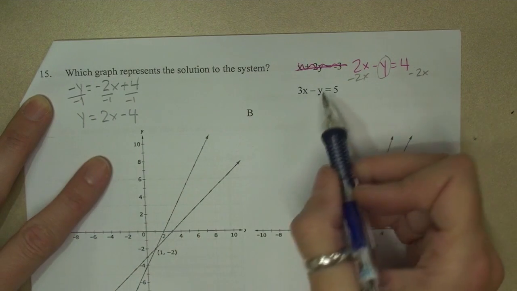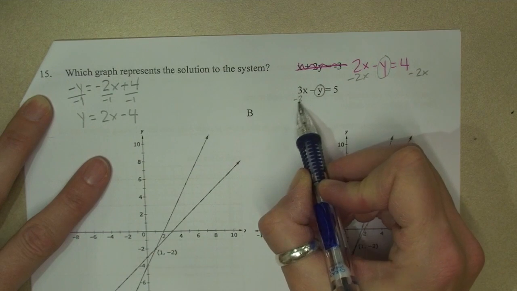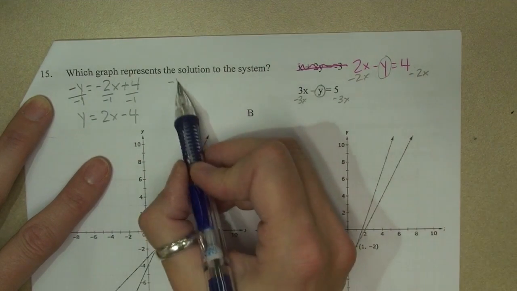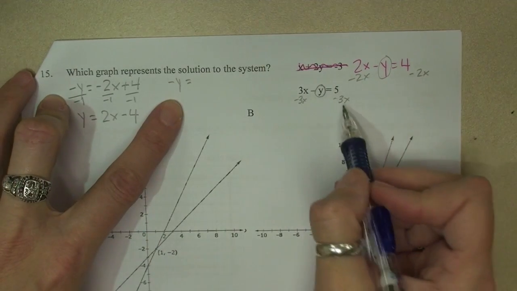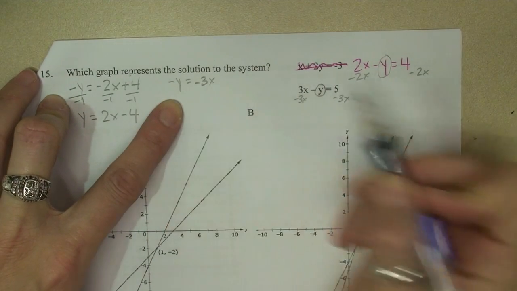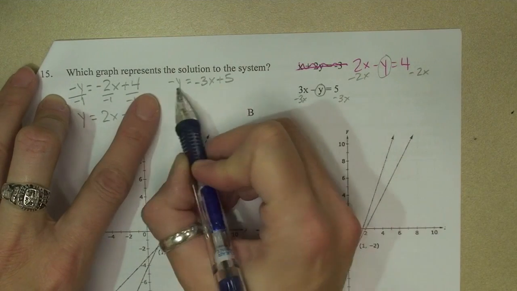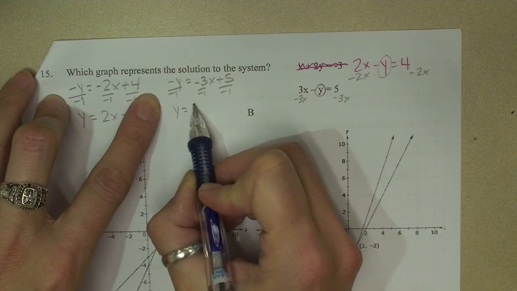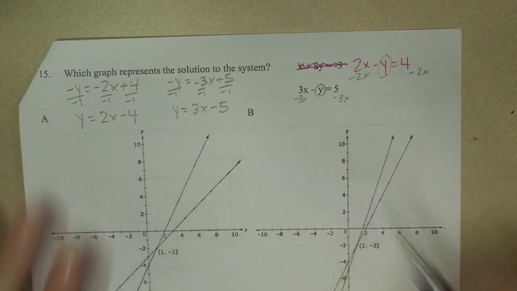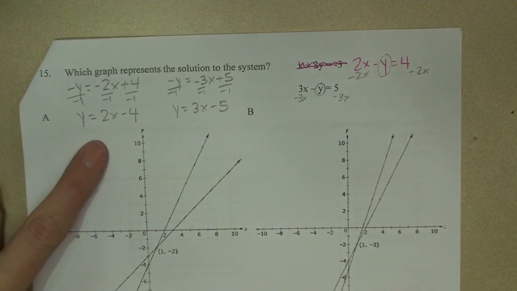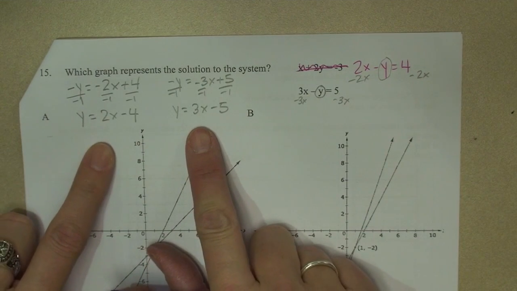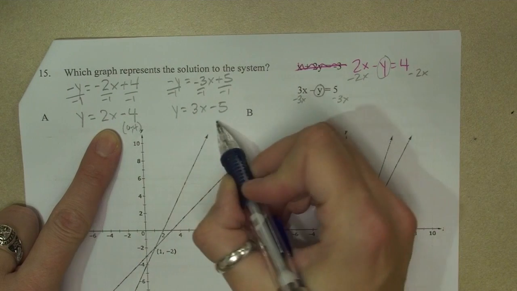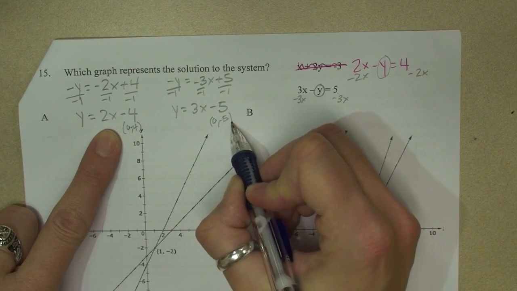Okay, that's the first equation. Over here, I got the same thing. I'm going to have to subtract 3x. So I'll have -y equals -3x plus 5. And then I have to divide everything by -1 again. That gives me y equals 3x minus 5. So I'm looking for the equations that are now in slope-intercept form. So I'm looking for equations with 0, -4, and 0, -5.